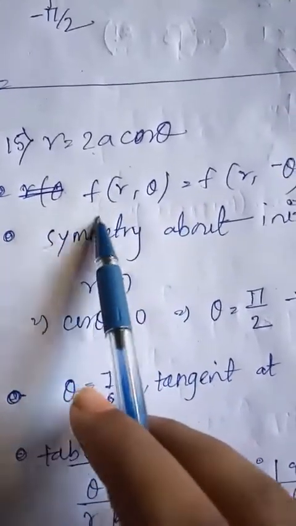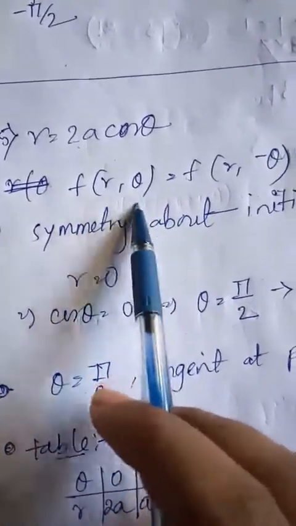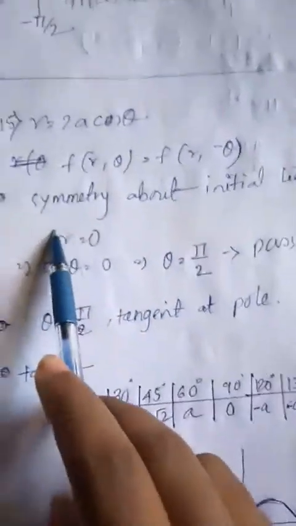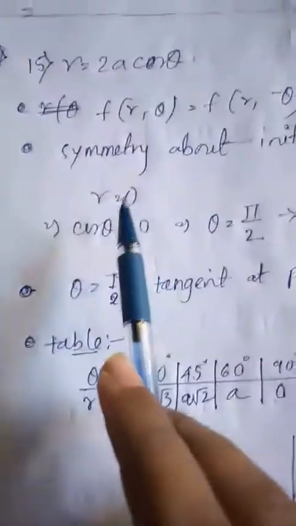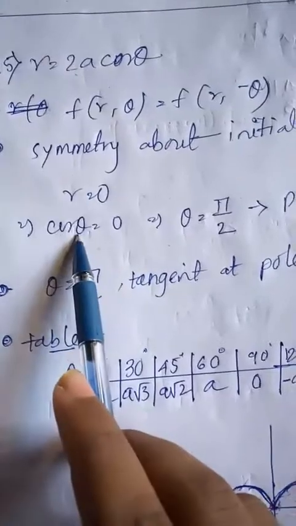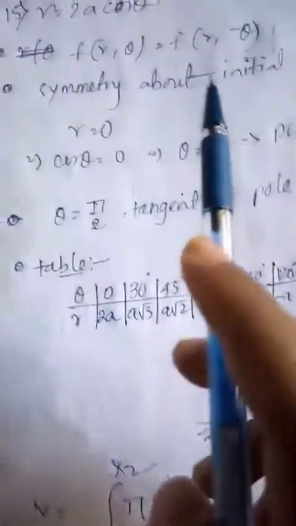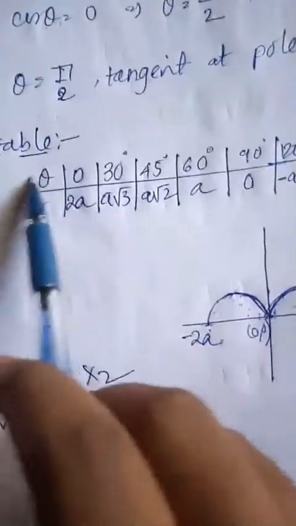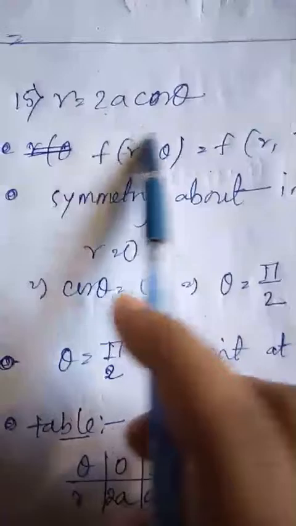If we put f(r, theta) and f(r, minus theta), both are the same, so we can say there is symmetry about the initial line. Then if we put r equal to 0, we get a value of theta for which r equals 0, so it passes through the pole, and theta equal to pi by 2 is the tangent at the pole. Then let's make a table. As we all know, this is the equation of a circle.